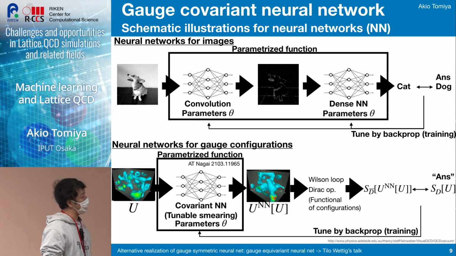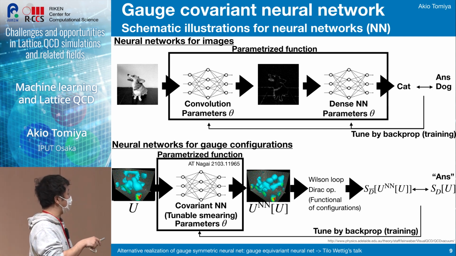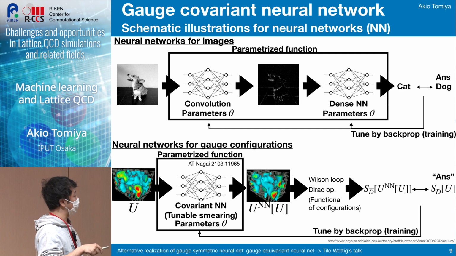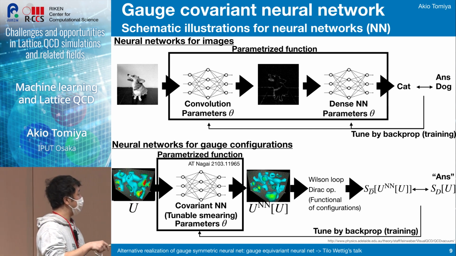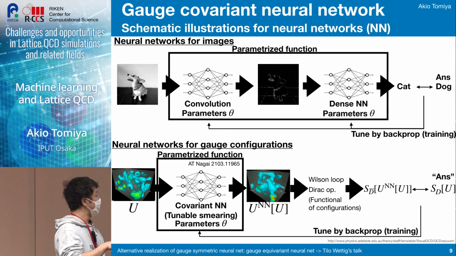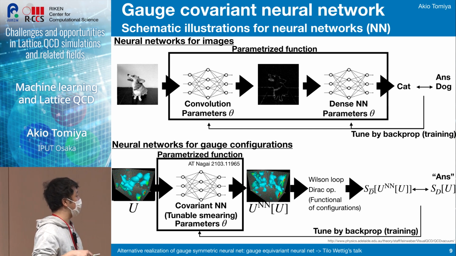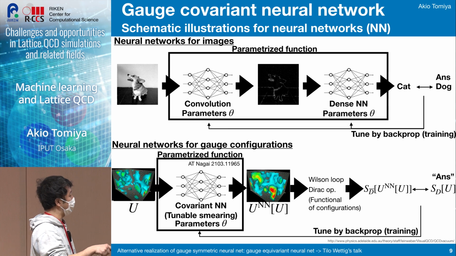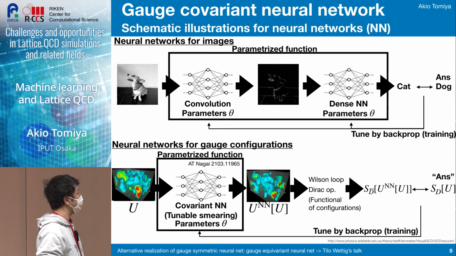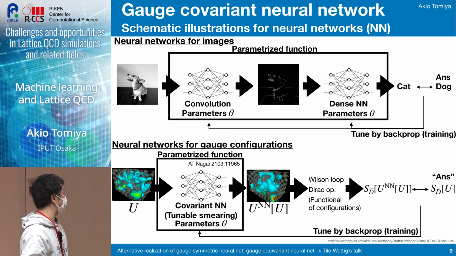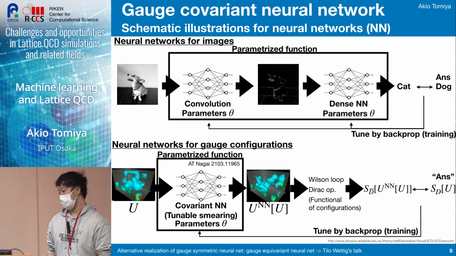And our network has a similar structure. First, the input is a gauge configuration, and that is fed into the covariant neural network. The output is a distorted gauge configuration. And we can construct a Wilson loop or fermionic action using this distorted one, and we have the parameterized action. And we can compare them, and we can train the parameters in this network.